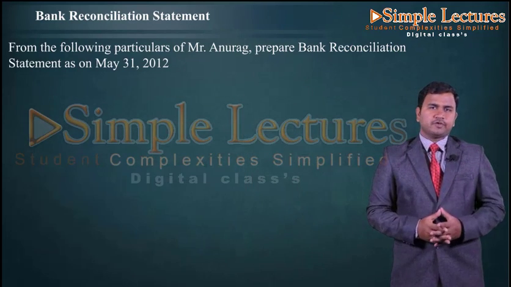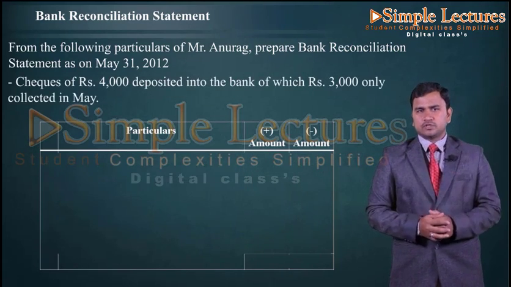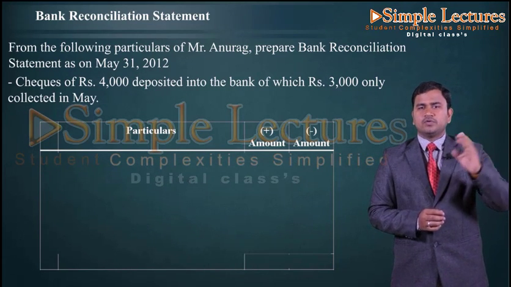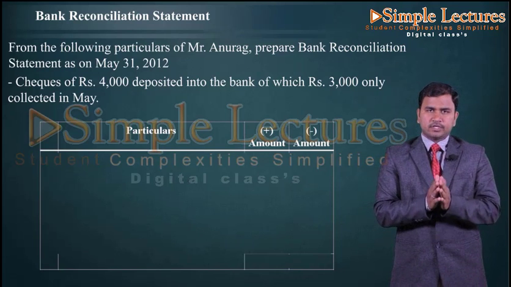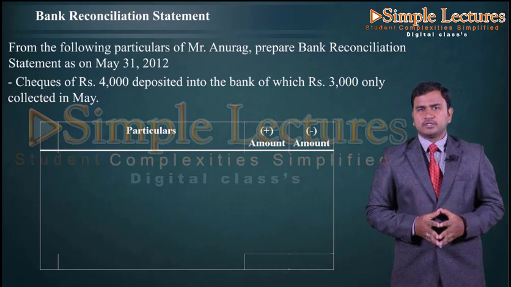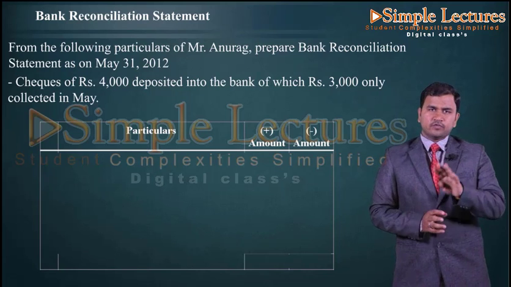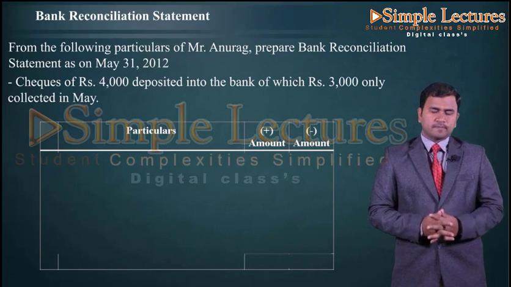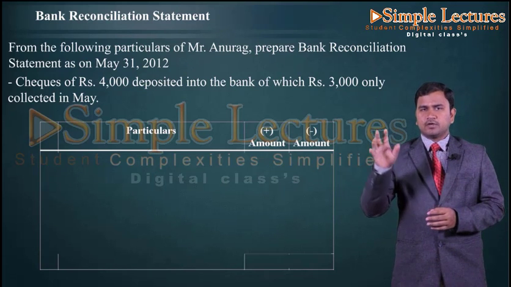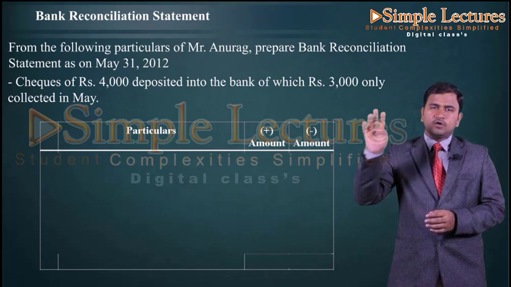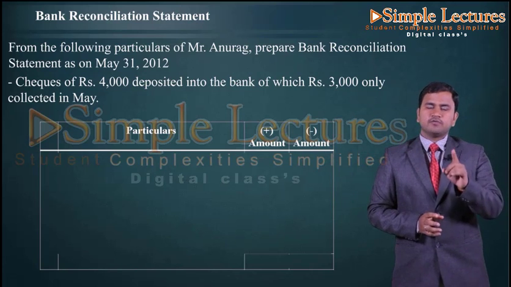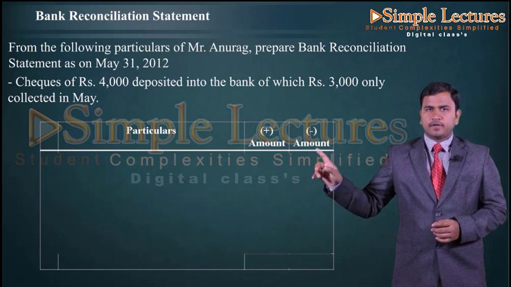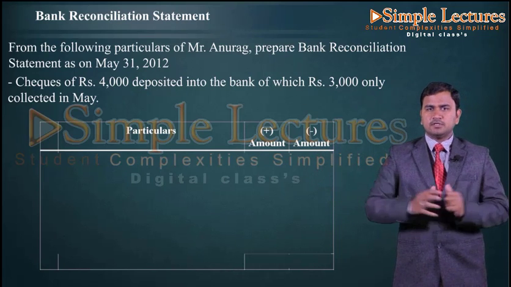Next entry we have is a check of rupees 4000 deposited into the bank, of which only 3000 was collected in May. So here the check was deposited into the bank for 4000. That 4000 rupees we have already added into the cash book, but when coming to the passbook balance, only 3000 were added, another 1000 was not added. That 1000 we are going to add in the passbook balance to get the balance as per the cash book.